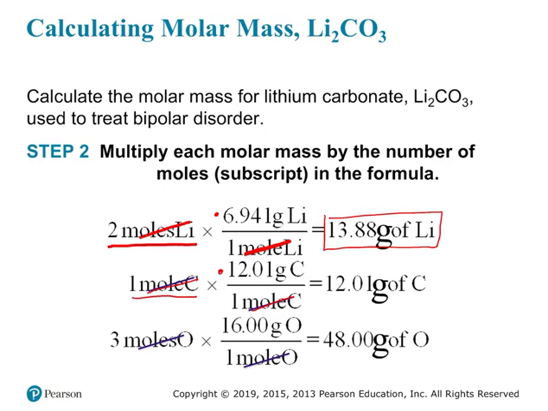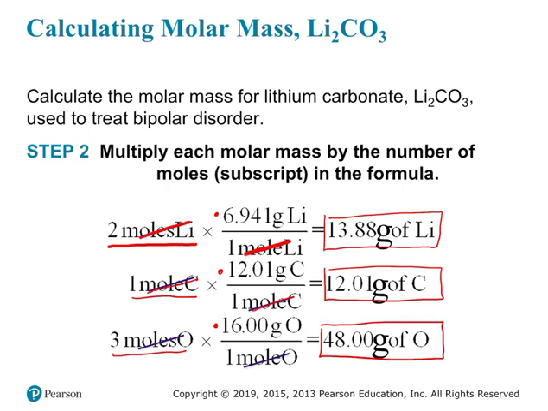And then we'll just end up with 12.01 grams of carbon. And then last but not least, we have 3 moles of oxygen, and we'll multiply that by the mass of oxygen, which is 16 grams per mole. Some periodic tables will list the mass of oxygen as 15.9999. That's okay. You can round it up to 16. It still works. So 3 times 16 gives us 48 grams of oxygen.